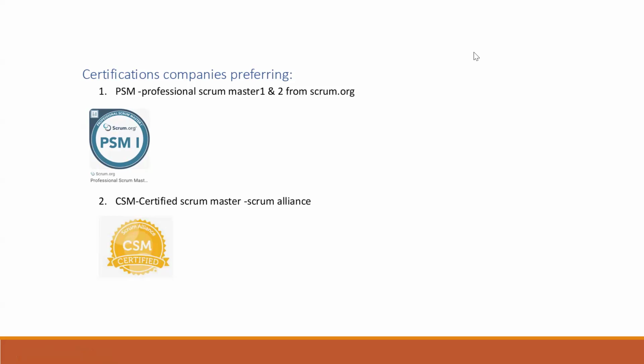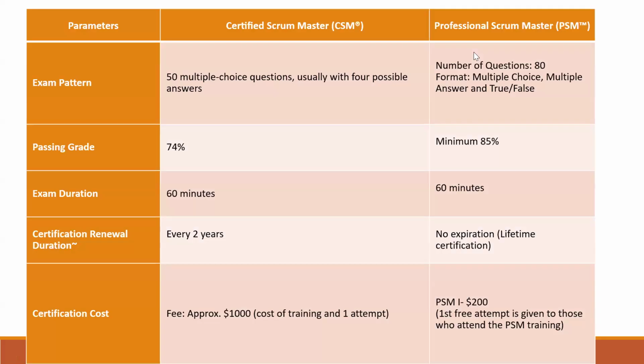If you want to see the difference, because you have two certificates and wonder which one is better, I've made a comparison here. The exam patterns: of course, there are multiple choice questions. The PSM certification minimum passing percentage is 85%, whereas for CSM it is 74. That's fine, passing is not an issue. The exam duration is 1 hour.